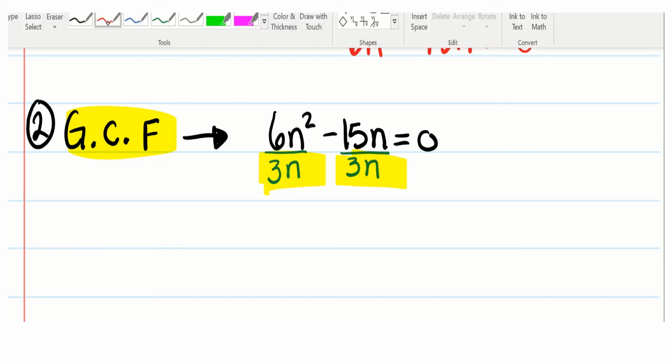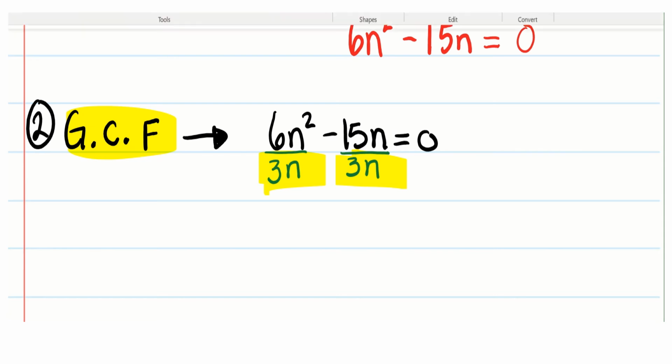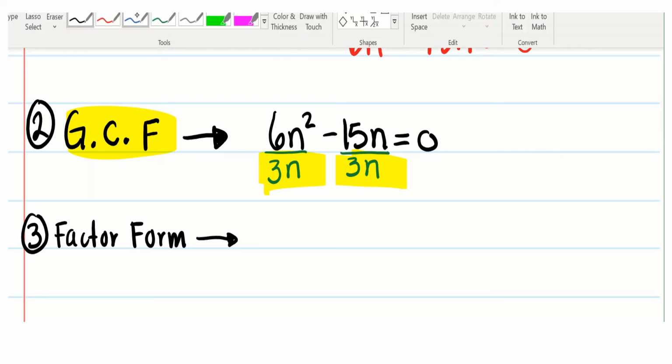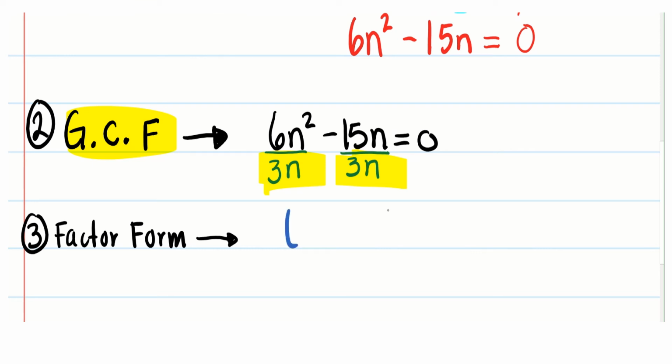Once we have the G.C.F, we can write our equation in factor form. And every time you have it in factor form, you're going to have parentheses involved because you're multiplying. So let me set it up here. I'm going to have parentheses, something inside the parentheses equals 0. On the outside is our G.C.F, which is 3n. And on the inside is what we get after we divide.